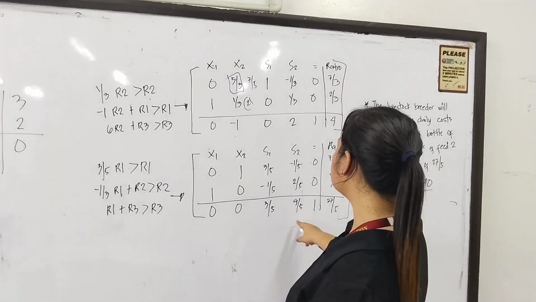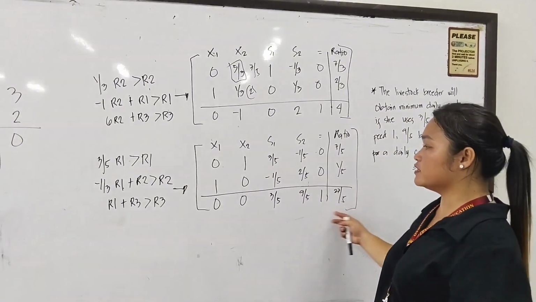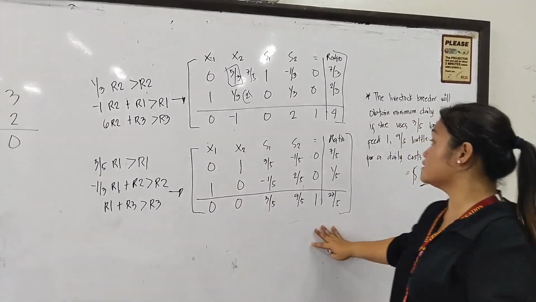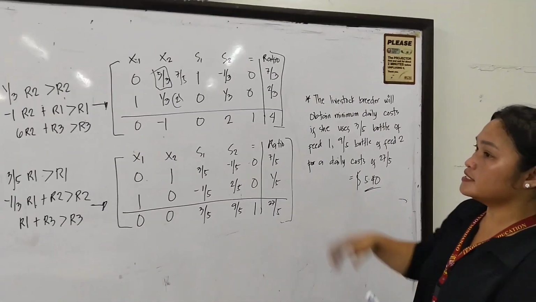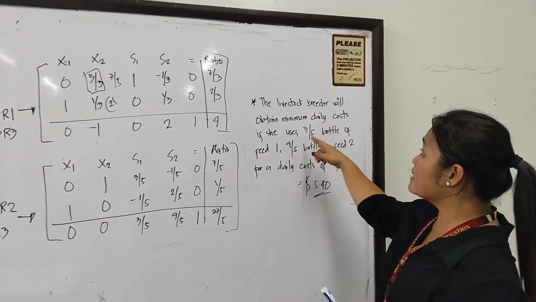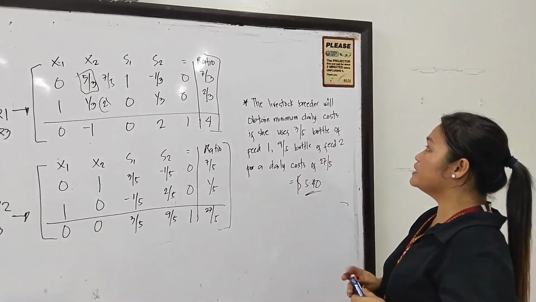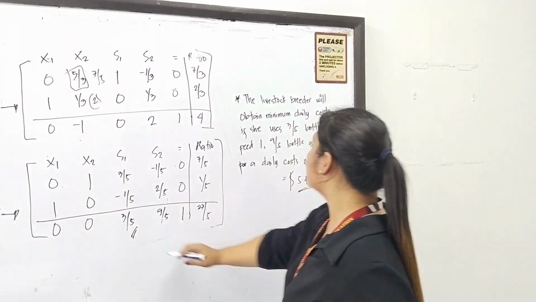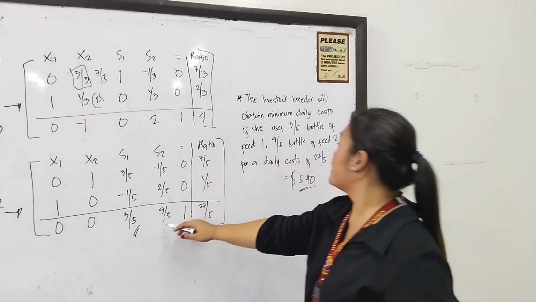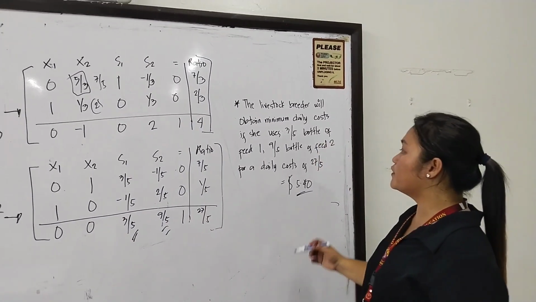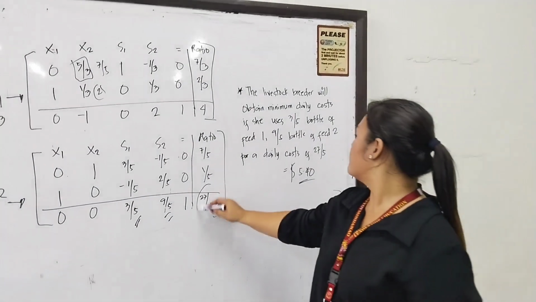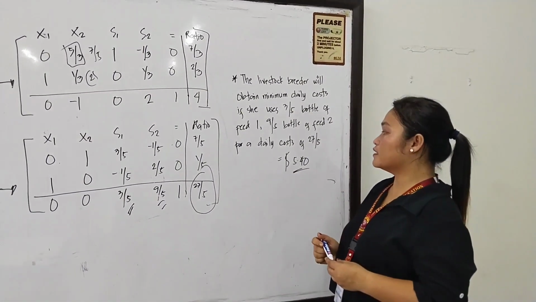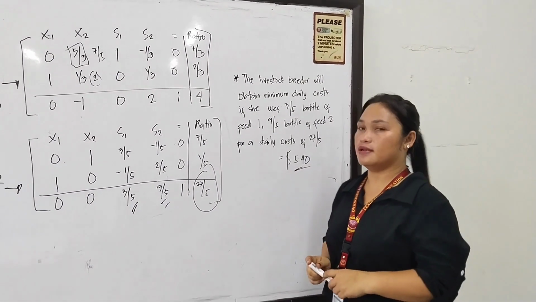So these are now our optimal solution because we cannot see here a negative sign. So the answer to that problem is the livestock breeder will obtain minimum daily cost if she uses 3/5 bottle of feed 1 and 9/5 bottle of feed 2 for a daily cost of 27/5, so a cost of $5.40.